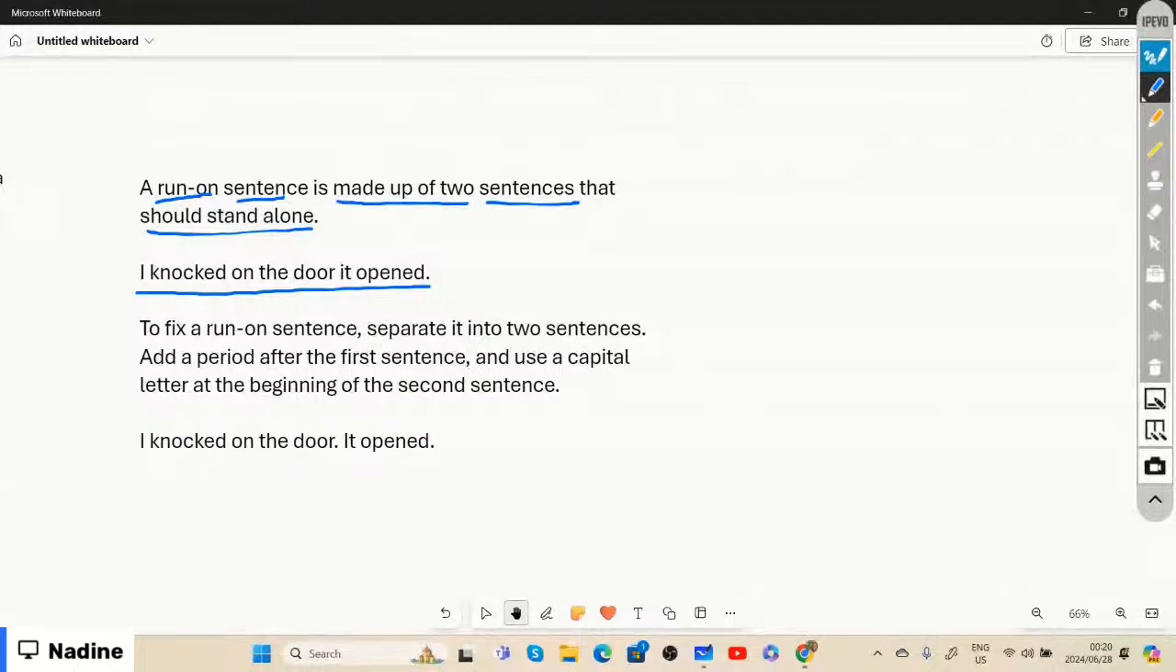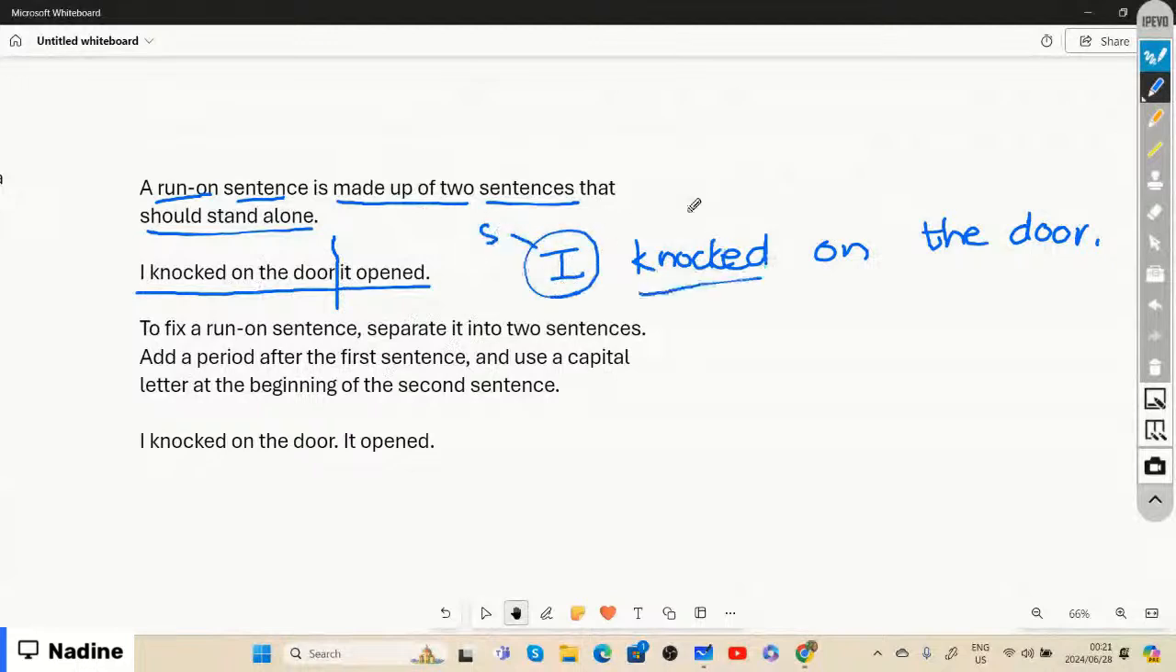So this is a run-on sentence, meaning that this one sentence should have been two sentences standing on their own. I'm going to separate it here. It should have been "I knocked on the door," because if that sentence were on its own, "I" is our subject, I'm going to put S for subject. "Knocked" is our verb, V for verb, right?